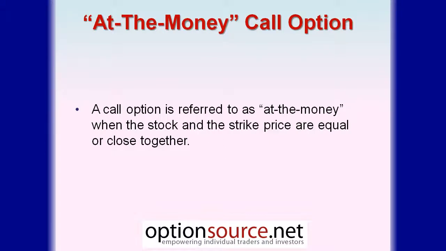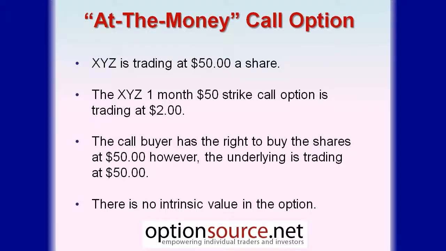A call option is characterized as being at the money when the price of the underlying security and the strike price of the option is the same or very close. For example, let's say that XYZ is trading at $50 per share and the XYZ 1 month $50 strike call option is trading at $2 per contract. Remember that option premiums are listed on a per share basis and each contract represents 100 shares. In this example, the call option buyer has the right to buy the shares at $50. With the shares of XYZ trading at $50, this option has no intrinsic value.